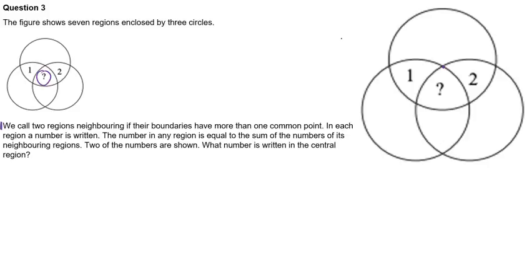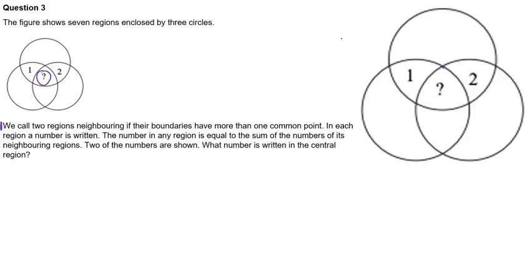So the information we've got: regions are neighbouring if their boundaries have more than one common point, such as the region with the 1 in and the region with the question mark we're trying to find out. They're neighbouring because their boundary here has got an infinite number of points. But the region with 1 in and this region aren't neighbouring because they just have 1 point where they join there.